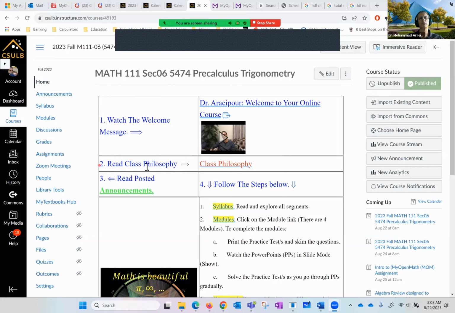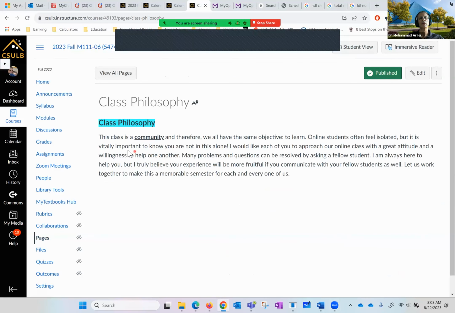Number two, class philosophy. Basically, what the class philosophy is about is that the class is a community, and therefore we all have the same objective to learn. In short, we are all together. We want to help one another, and we do that with utmost respect.